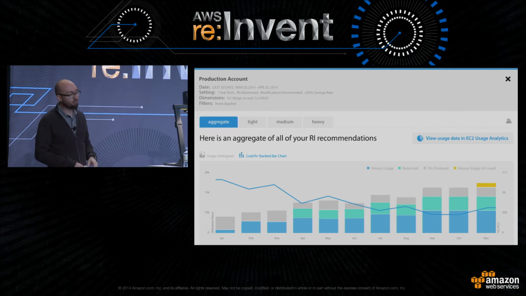So this is actually from our application. It's a feature we have, but I think it really shows effectively what you should focus on with reservations. And that is cost per hour. So let me explain what you're seeing here.